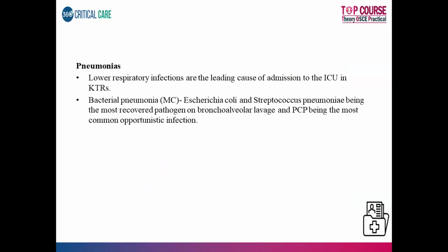Lower respiratory tract infections are the leading cause of admission to ICU in kidney transplant recipients. The most common is bacterial pneumonia, the most common organisms being E. coli and Streptococcus. The next most common opportunistic infection is PCP pneumonia in these patients.